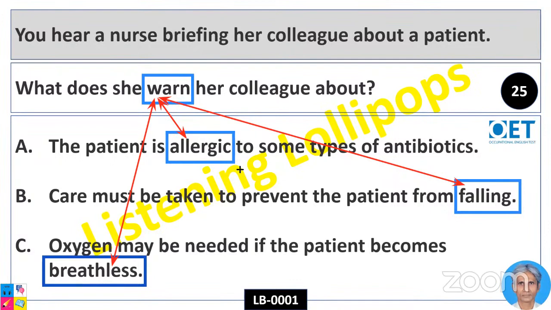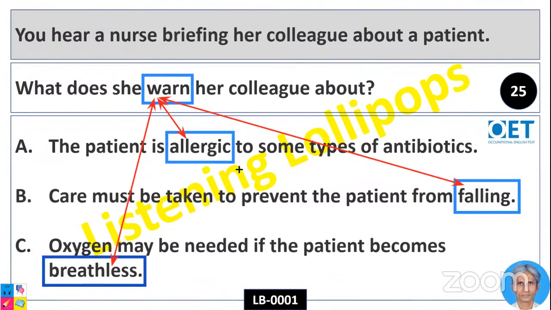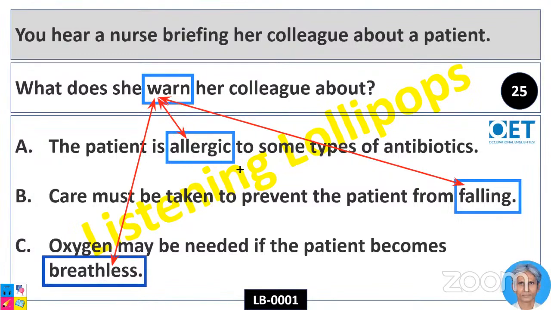The second angle is, the nurse is warning the colleague about a patient because till now she has taken care of the patient and now she is going off her shift. So another nurse will be taking care of this patient. Before her, how was the condition? At her time, how is the condition? And in the future, after she leaves, what will be the condition? So problem related to past, present, or future.